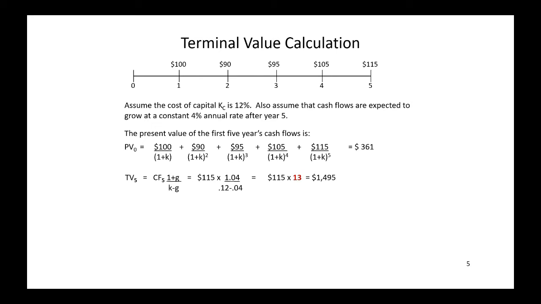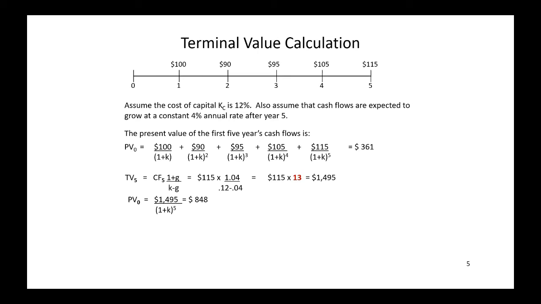Now, the terminal value in year 5 of all future cash flows beyond that point is given by our formula. Cash flow in year 5, which is 115, times our multiplier expression of (1 plus G) over (K minus G). Plugging in our assumed values for K and G gives a multiplier of 13 and a terminal value in year 5 of $1,495. That represents the discounted value in year 5 of all future cash flows beyond that date.